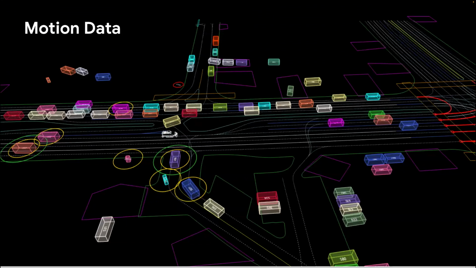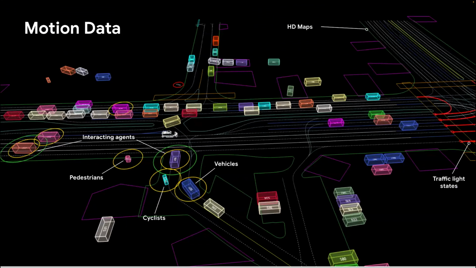So to give you a feel for what the data looks like for the challenge, here's sort of a typical scene. We provide HD maps, and we provide 3D bounding box labels for 3 different types of agents. We have vehicles, cyclists, and pedestrians. We also provide labels for traffic light states, and we also have labels for interactions between agents. Not pictured here, we also have LiDAR data as input and the camera embeddings.